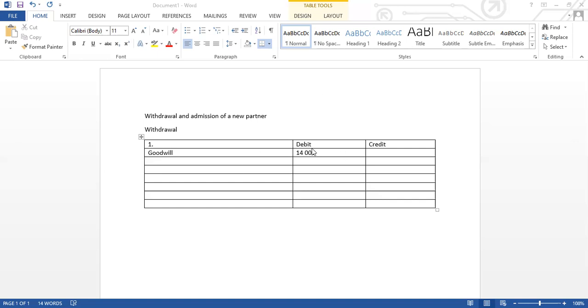So we need to share the 14,000 among the partners using their profit sharing ratio. We are told that their profit sharing ratio is 2, 1, and 4. Tom has 2, so he has 2 over 7. How did we get 7? It's 2 plus 1 plus 4. Their total is 7.